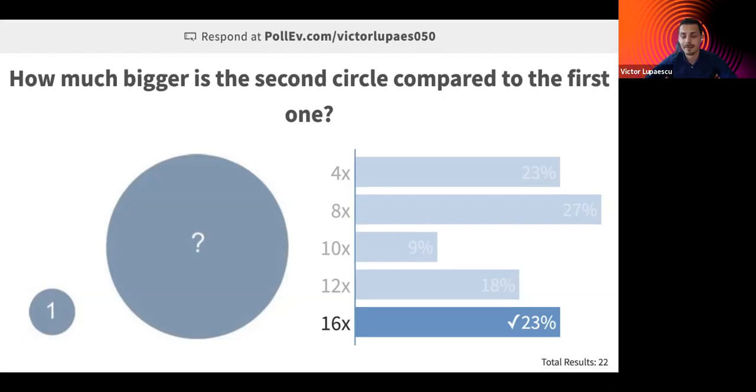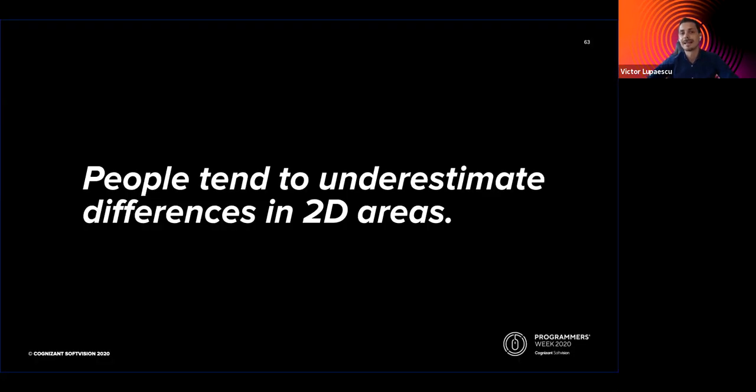And that's why size is quantitative, but it's limited quantitative. So it's really hard for us to understand the difference. What happens there is that people tend to underestimate differences in 2D areas.